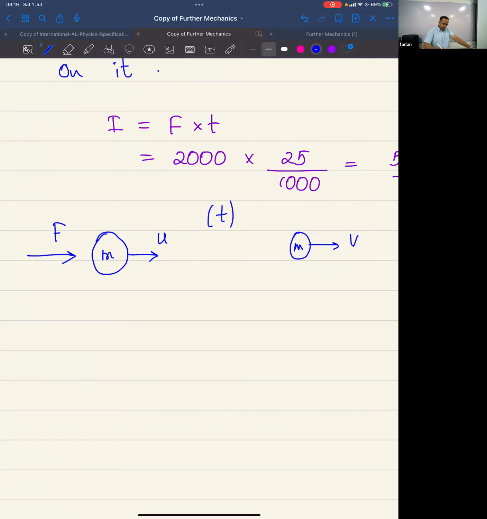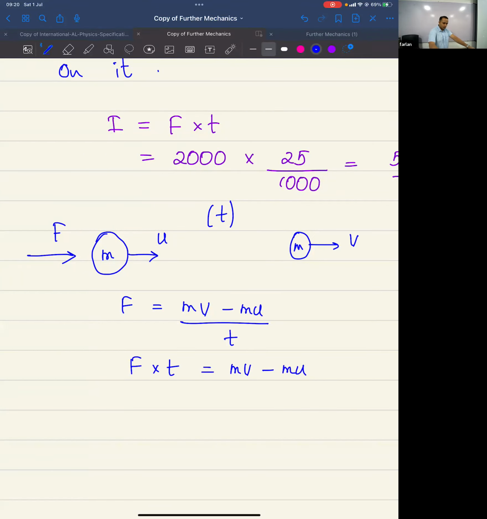So then according to Newton's second law, F equals mv minus mu over t. Correct? Resultant force is equal to rate of change of momentum. mv is the final momentum, minus mu is the initial momentum. So mv minus mu is the change in momentum, over t is the time taken. So the resultant force is equal to rate of change of momentum. Correct? So if I cross multiply, F into t is equal to mv minus mu.